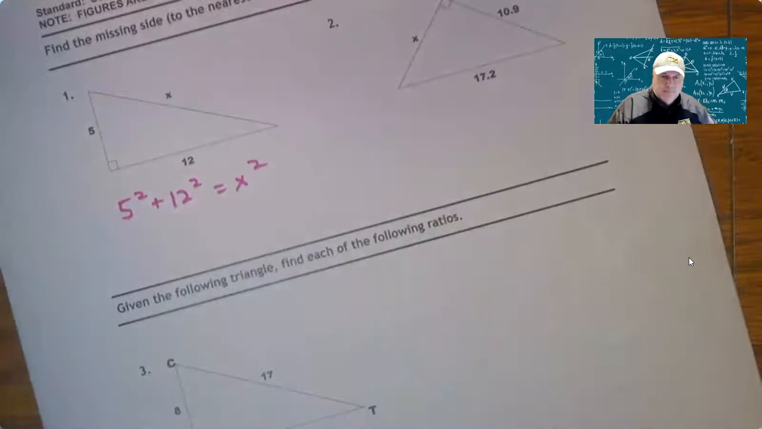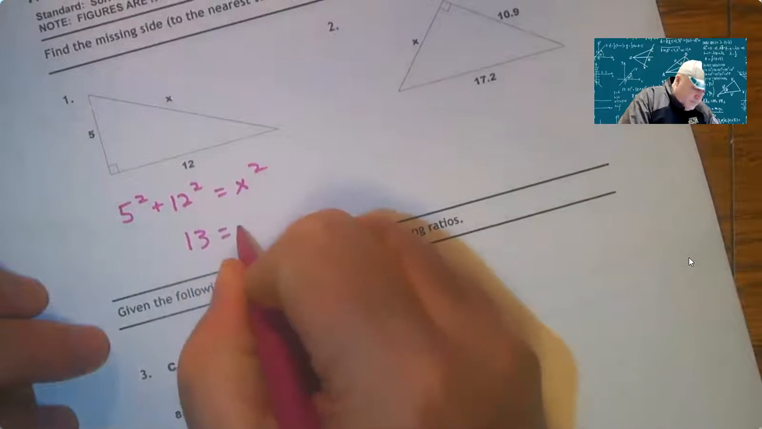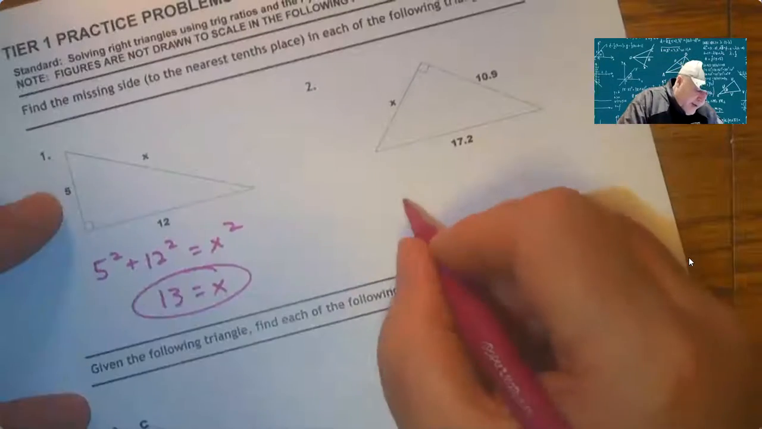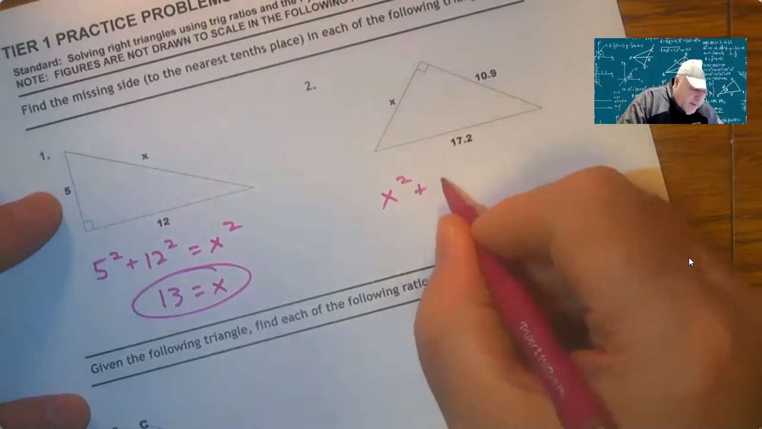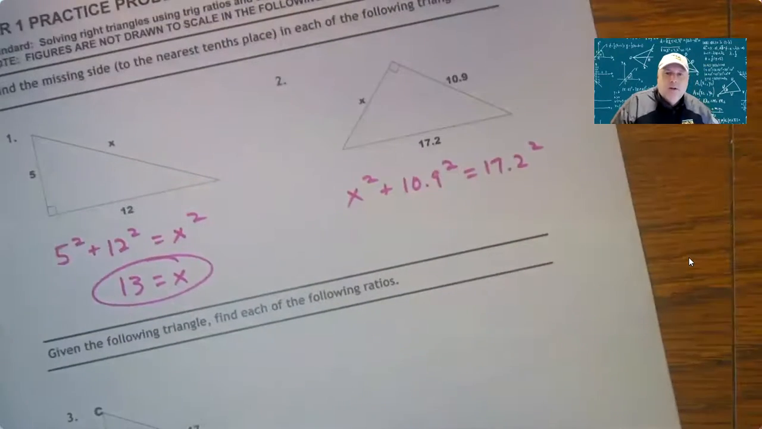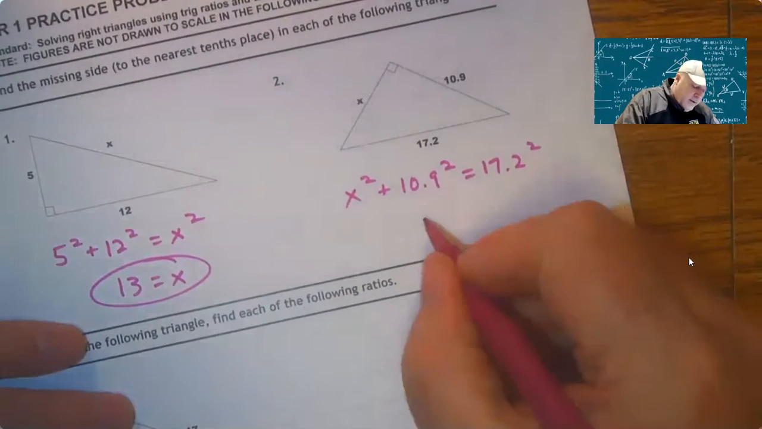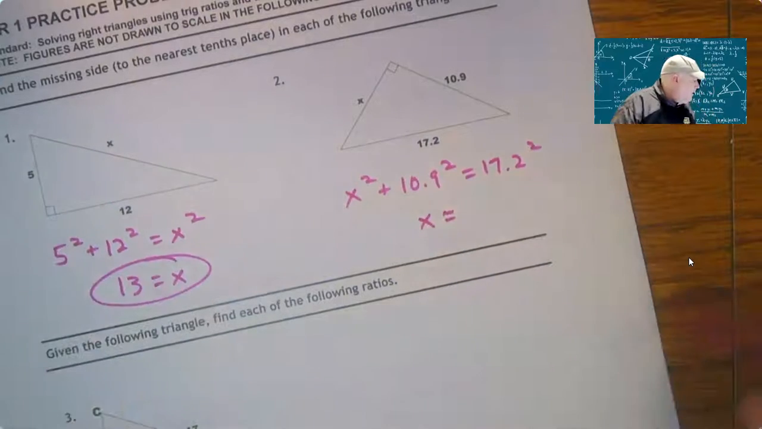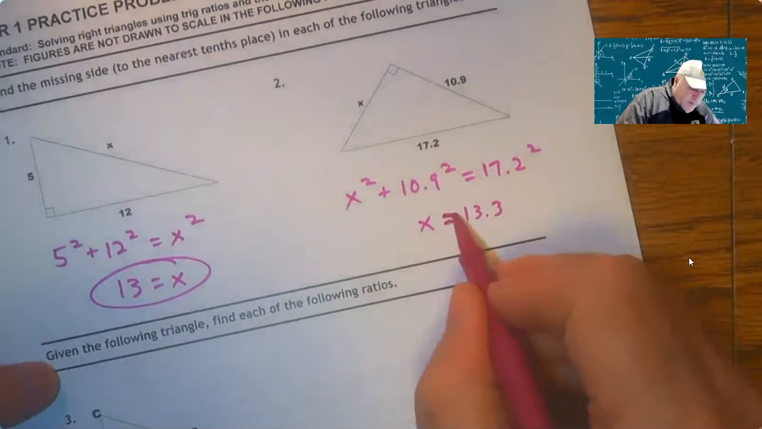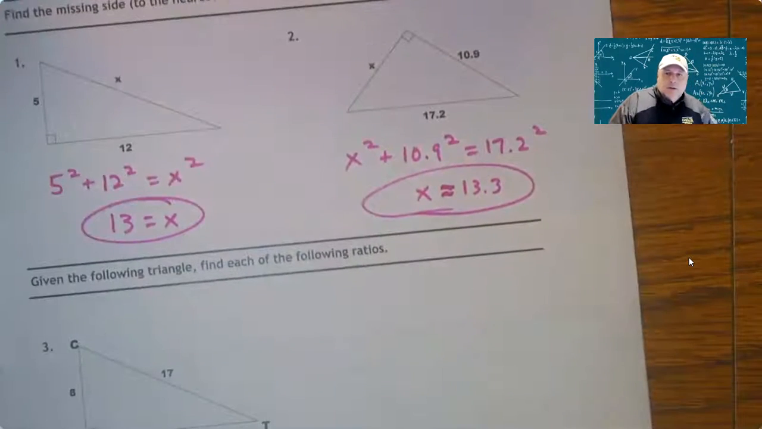Trace the right angle. That's your a squared plus b squared, and then go on to solve. So up here, trace the right angle. x squared plus 10.9 squared equals 17.2 squared. Then isolate the x squared, and that should be about 13.3. Again, going rapidly through these. That's work you should know.